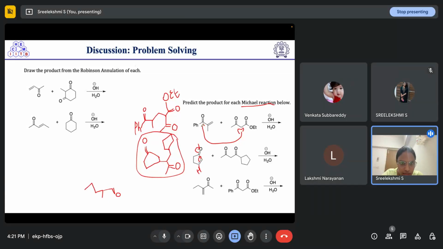I think the first one I drew here wrongly. This will also be attacking here only. Yes, the first one also, the beta position only.